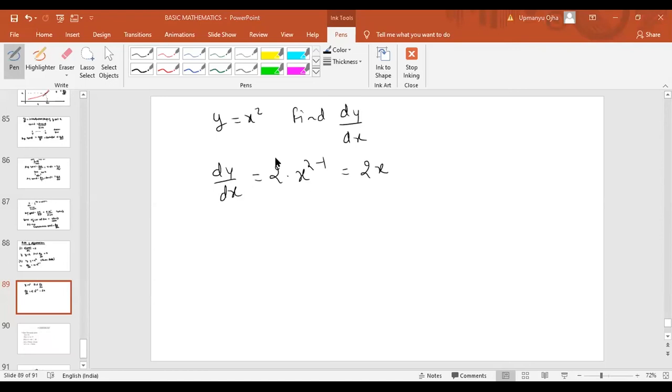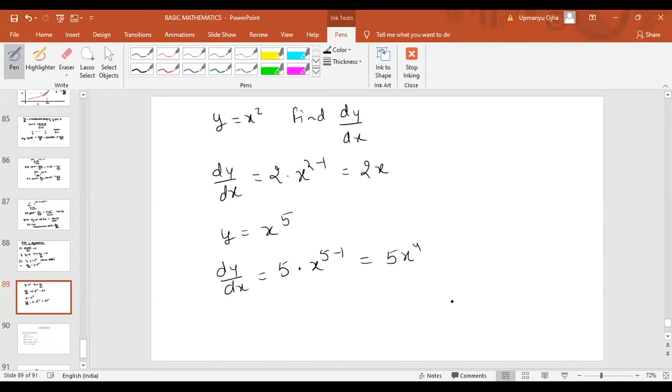Okay, so the answer would be dy by dx will be equal to 2x. Similarly, if I tell you, if y is equal to x power 5, then what is the value of dy by dx? Then dy by dx will be equal to how much? 5 into x power 5 minus 1, which is 5x power 4. 5x power 4.